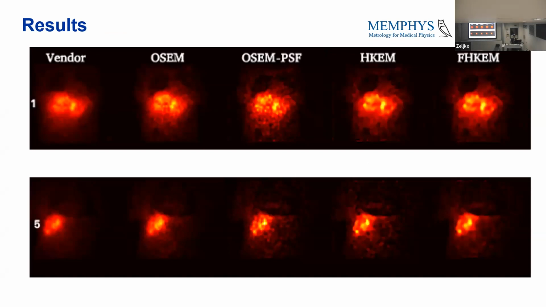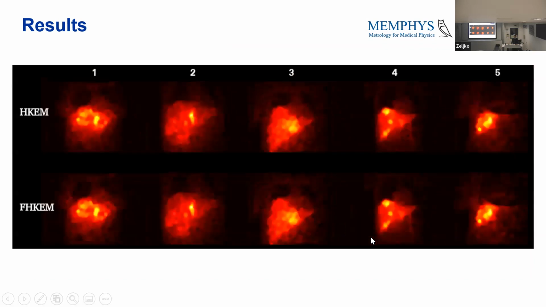From a visual point of view, we have two patients. We can see the vendor and OICM are quite blurry. When we use OICM, contrast improves a lot. However, it's still a bit noisy. And then the two HKM are quite similar, though one is a little bit noisier than the other. But when we stop at the optimum iteration for both HKM, we basically don't see any difference.